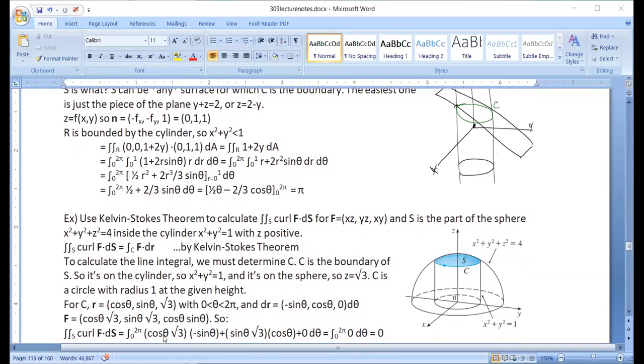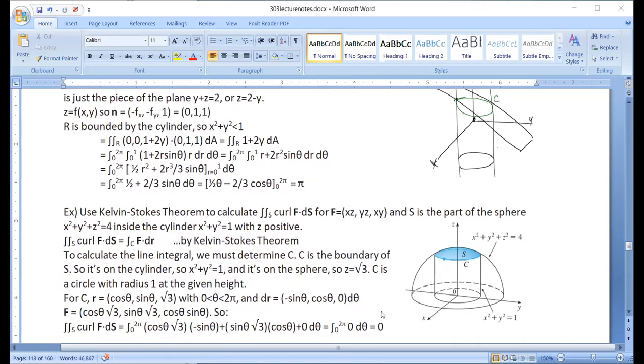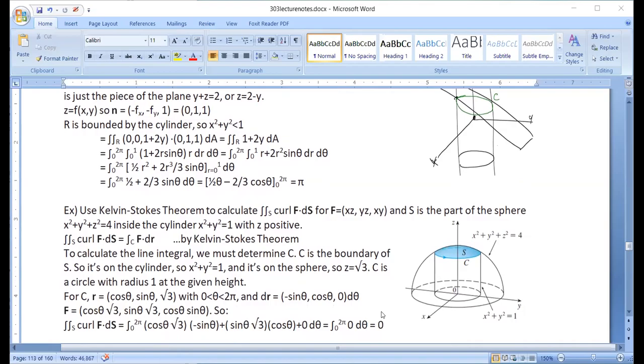Taking the dot product, you get cos theta rad 3 times negative sine theta. Then you get sine theta rad 3 times cos theta, and then plus, the last bit is 0. So all of that times d theta, and the boundaries, as we know for theta, must be 0 to 2 pi. And when you calculate this, everything cancels and you just get 0. So the final result is 0. Once you've got the integral set up, the integral is actually very, very easy to do. Of course, the setup is the hard part.